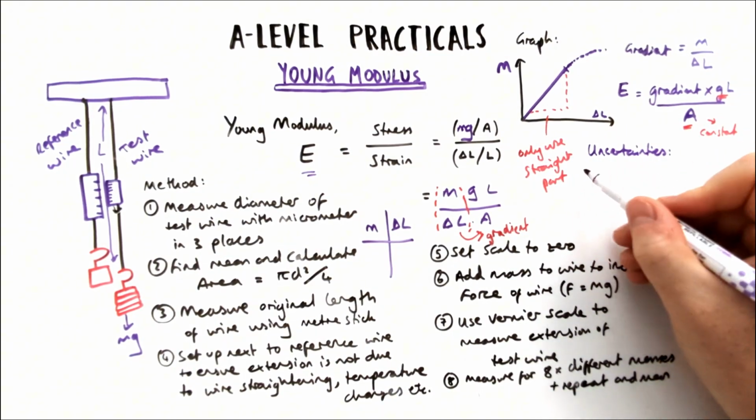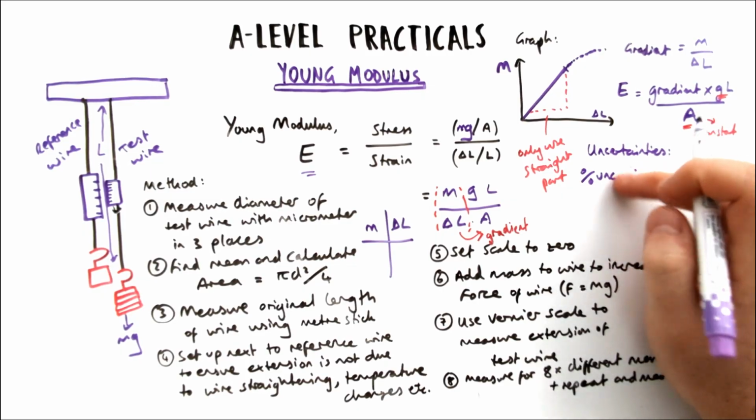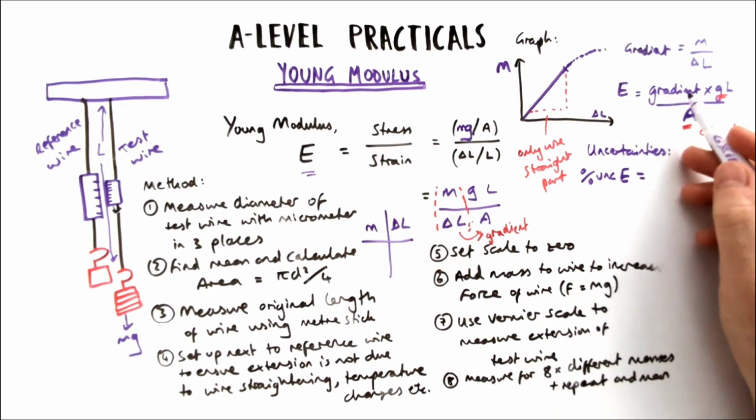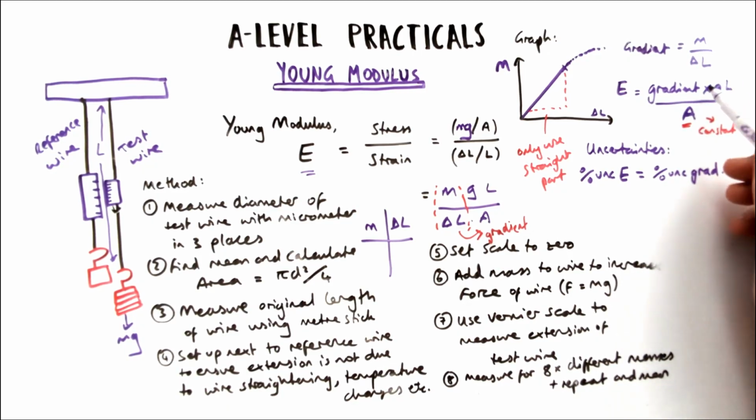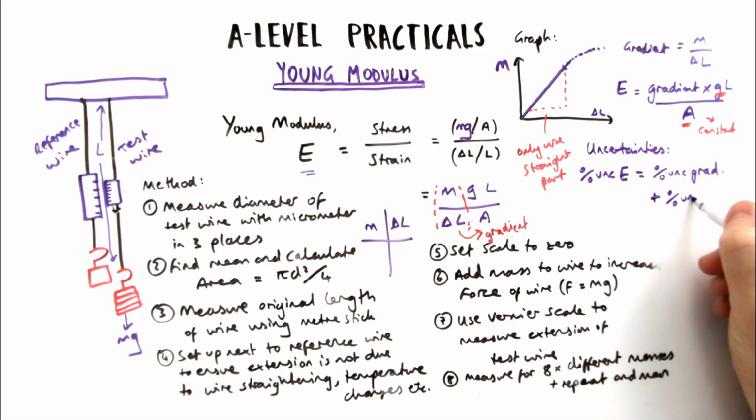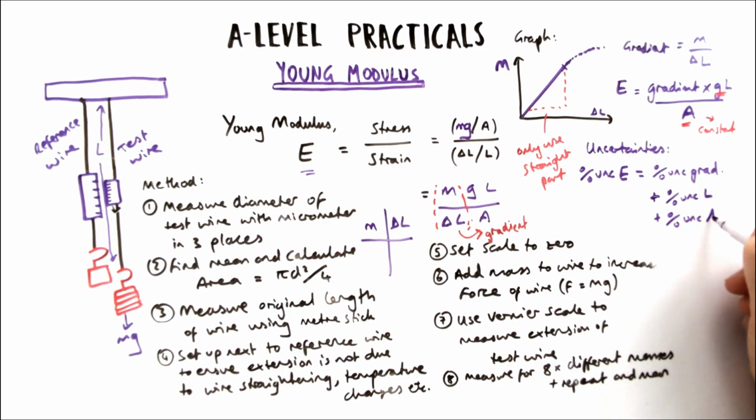Next, let's talk about the uncertainties for this experiment. So the percentage uncertainty in the Young modulus is going to be a combination of the percentage uncertainty in the gradient plus the percentage uncertainty in the length plus the percentage uncertainty in the cross-sectional area. So how would you go about doing that?